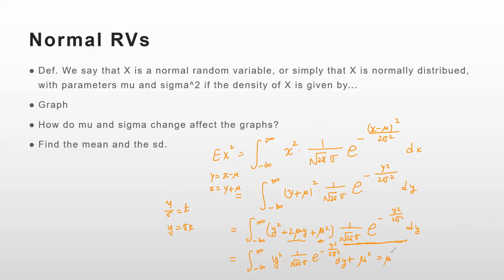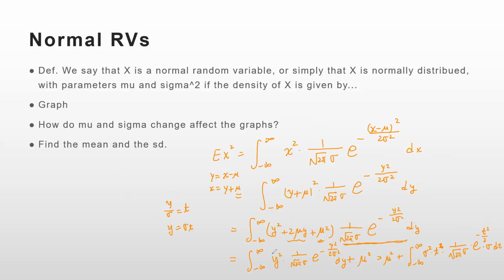So I have a mu squared plus the integral from negative infinity to infinity. Y squared equals sigma squared times t squared, times 1 over the square root of 2 pi sigma times e to the negative y squared over sigma squared, that's t squared, so t squared over 2, and then dy equals sigma times dt. Okay.